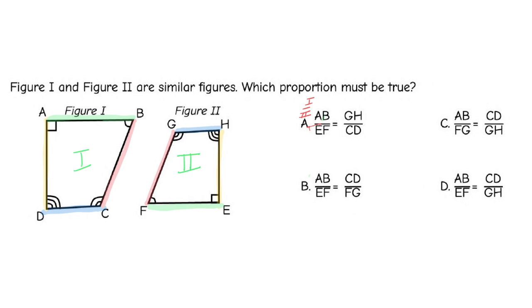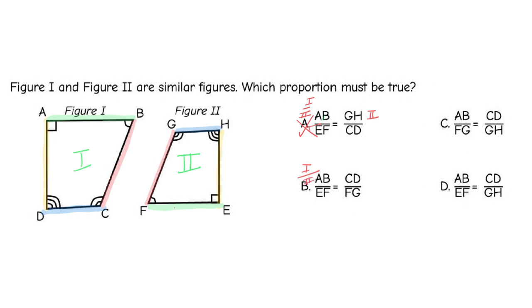Now let's look at GH, which is on figure 2. So this one would not be an option, because if the first proportion is figure 1 over figure 2, the second proportion must be figure 1 over figure 2. So let's look at option B. I have AB, which is figure 1, over EF, which is figure 2.